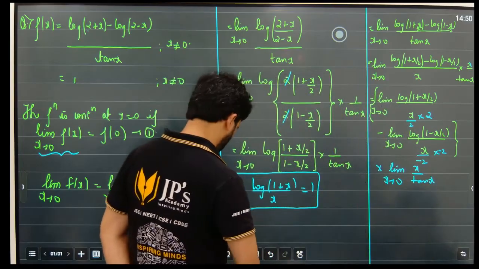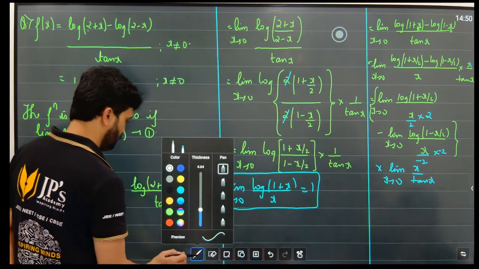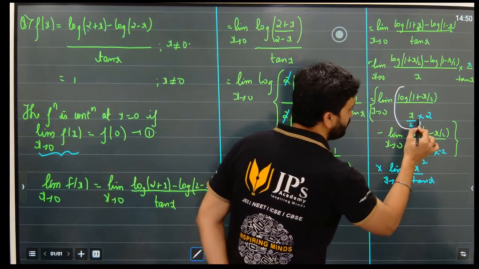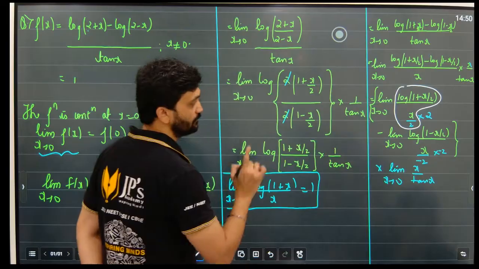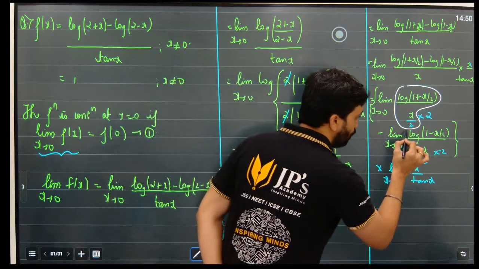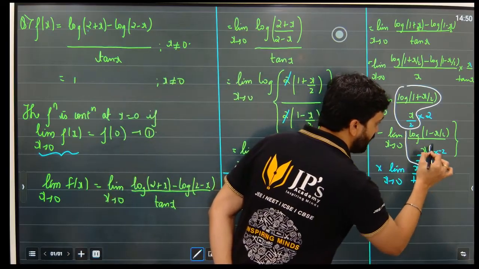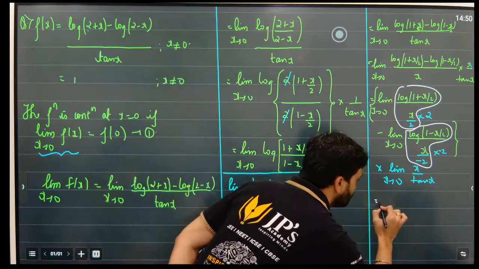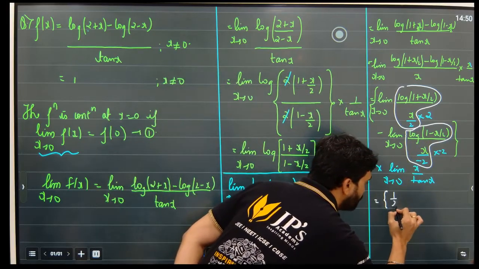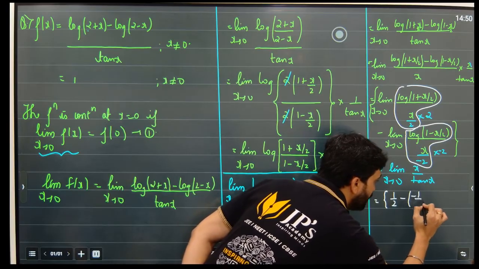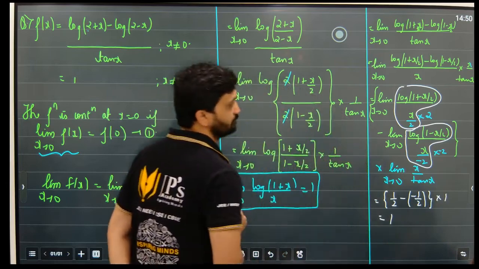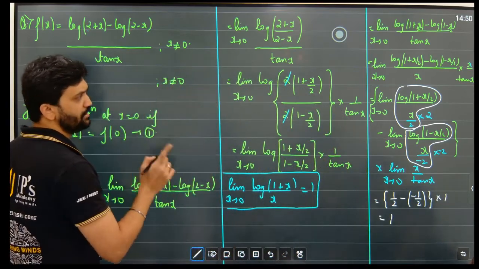And now when I solve this, pay attention here everyone. Can anyone tell me what this entire term will become? This will become 1. So the first part's answer is half minus half into 1, and my answer is 1. So a very important sum.